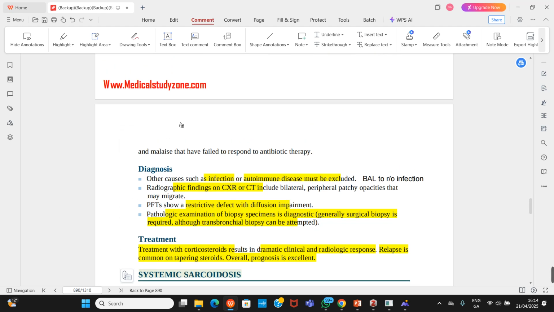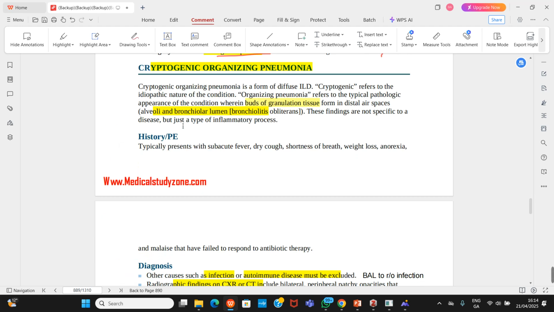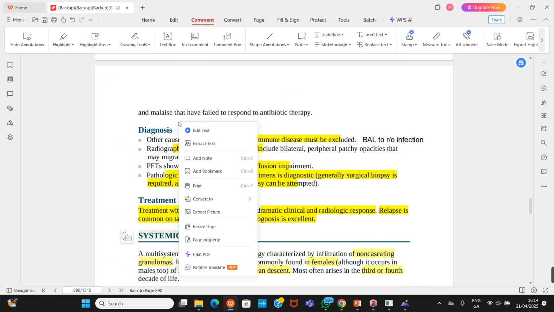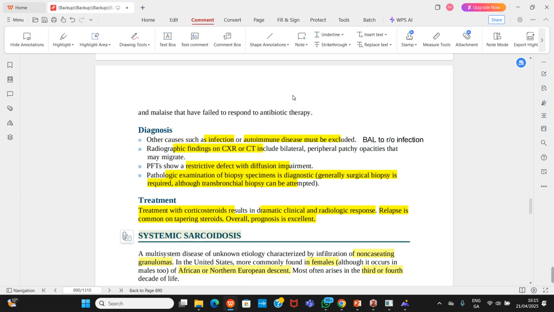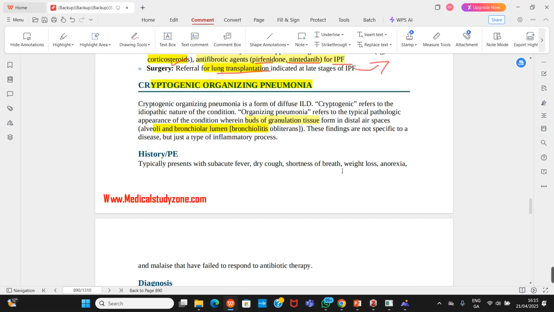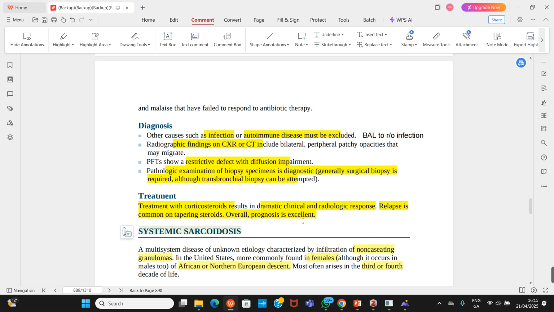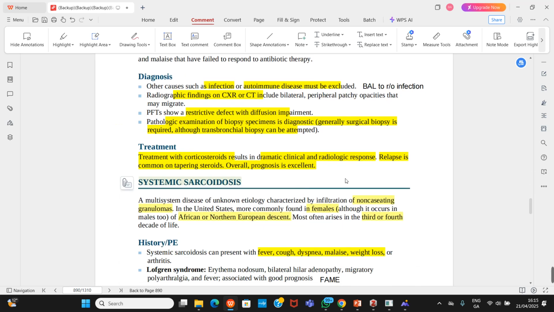So how do we treat? Now, one thing about it is that when you start giving them steroids, there's going to be a drastic improvement. The fever, the shortness of breath, the cough, they are going to resolve. And even all the opacities that are peripheral will disappear. But once you stop the steroid, it goes back. So that's the clincher for COP. Although the prognosis is very good because it responds to steroids.